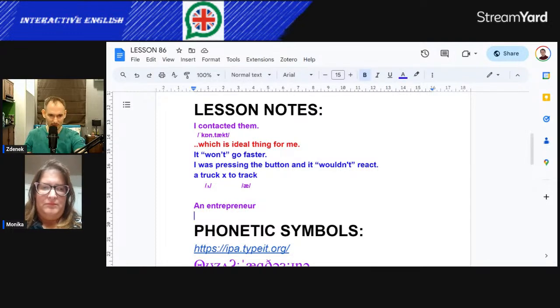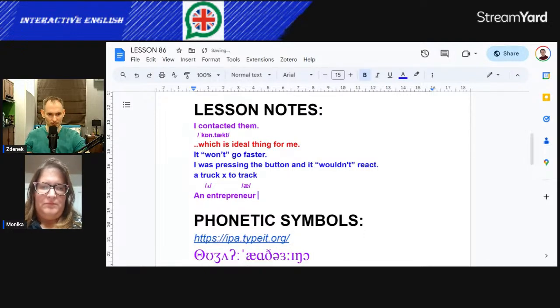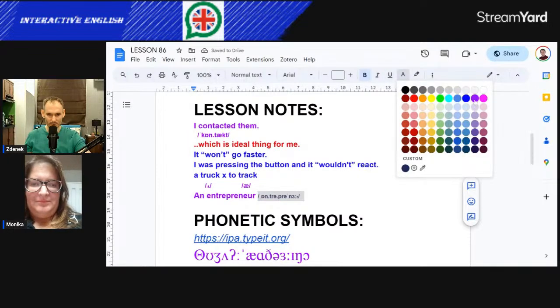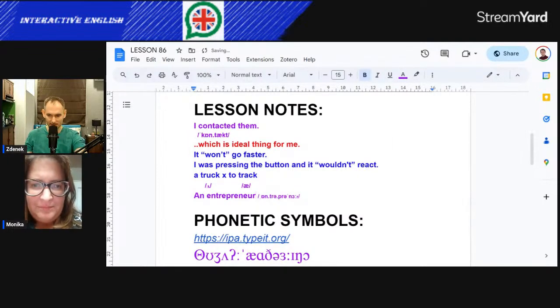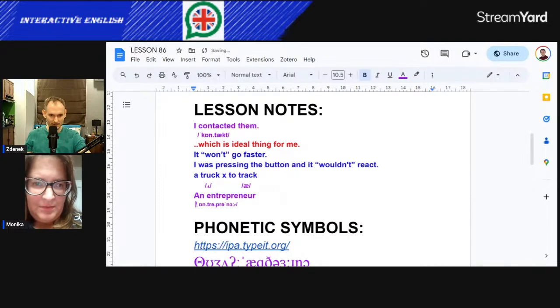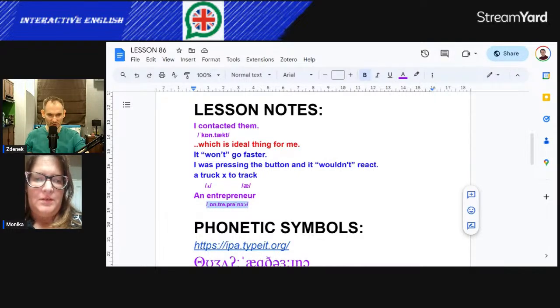And then lastly, Monika, how should we pronounce this word? Entrepreneur. It's a difficult one. I think this one is from French. It comes from the French language. This is the pronunciation. Does it help you when you see it like that? This is how it should be pronounced. Entrepreneur. Not newer, but ne. So, entrepreneur.